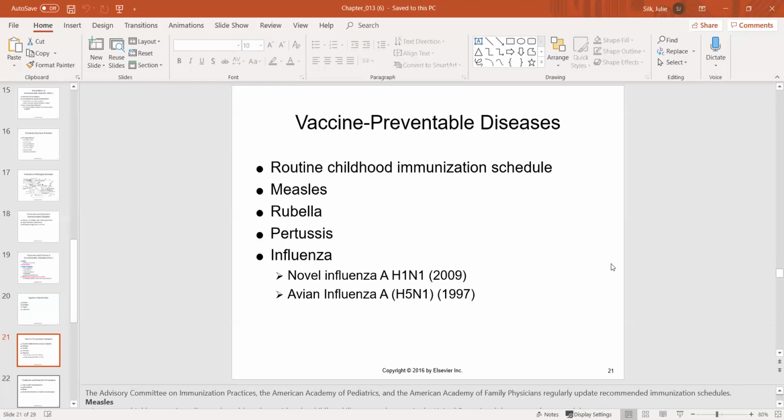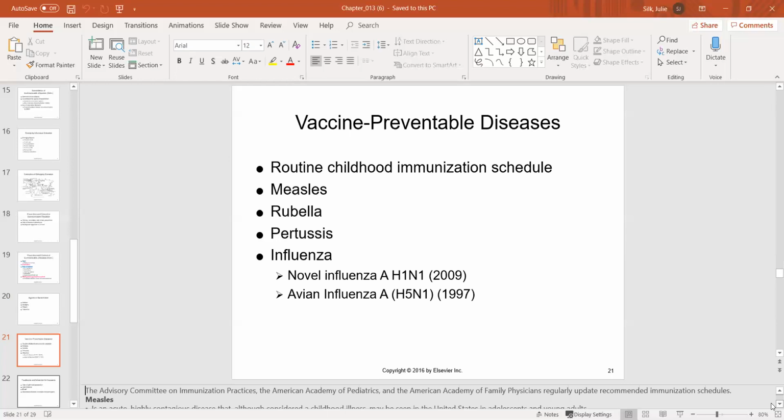All right, and then there's also vaccine preventable diseases. So this would be stuff like measles and rubella and pertussis, influenza. So the Advisory Committee on Immunization Practices, the American Academy of Pediatrics, and also the American Academy of Family Physicians regularly update recommended immunization schedules.